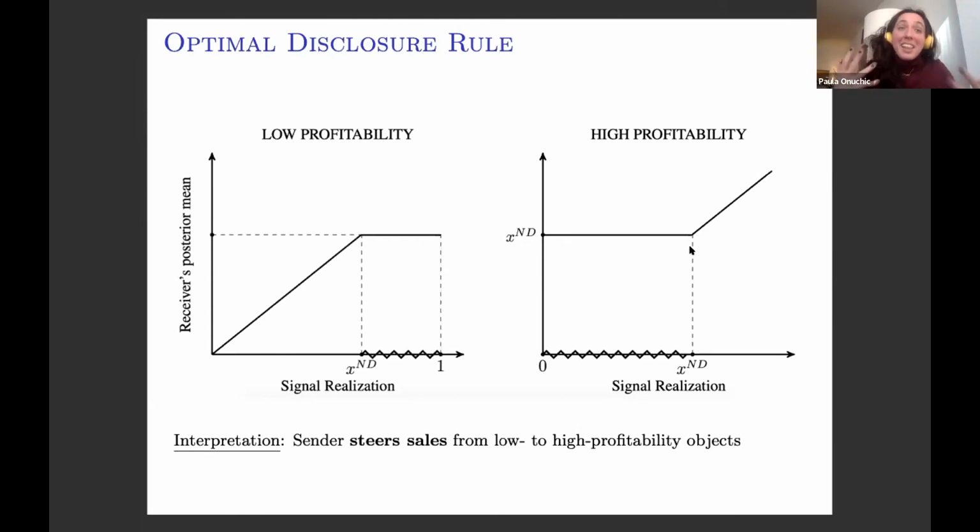The way that I like to say this is that what the sender induces on the receiver is that he makes the receiver think that the low profitability object is at most X and D good, and he makes the receiver think that the high profitability object is at least X and D good. And you can see that by doing this, the sender is effectively steering sales from the low profitability objects to the high profitability objects. So just making you buy the thing that I like better.